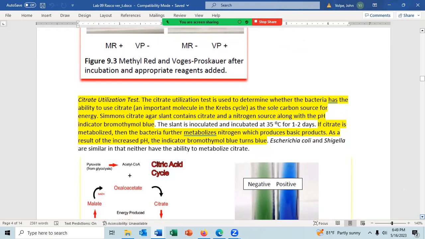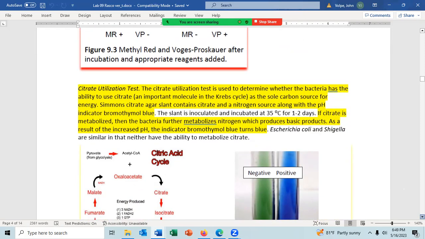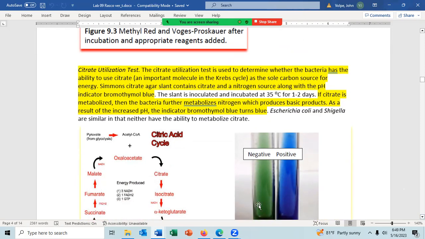All right. The last of the IMVC tests is the citrate utilization test. In this test, we have a tube where the only carbon and energy source is the sugar citrate. If the organism can grow and metabolize the citrate, you will see growth on the tube and it will turn blue. The growth actually becomes alkaline. That changes the pH to being blue.